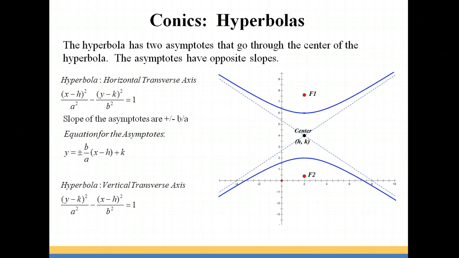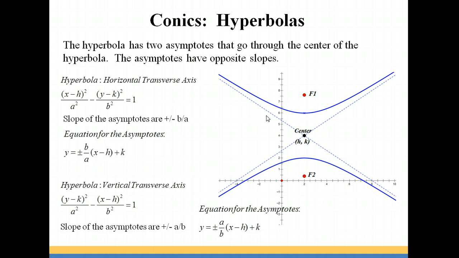Now, if you have a vertical transverse axis, it's not that different. It's just that what's under y is now called a, and what's under x is now called b. So your slopes are going to be plus or minus a over b. But again, they will go through the center of the hyperbola, and then you just find your rise and your run, and you can plot them. Of course, your slope is just going to be the reciprocal of the slope of the other one.